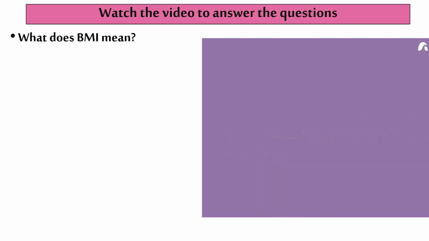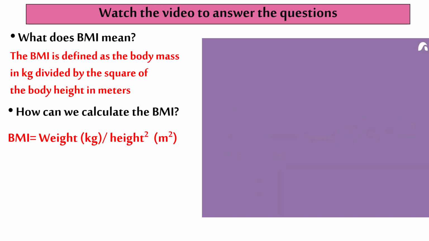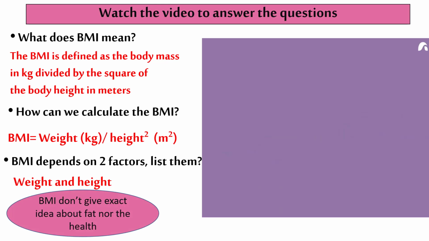What does BMI mean? The BMI is defined as the body mass in kilograms divided by the square of body height in meters. How can we calculate the BMI? So the BMI is calculated by dividing the weight in kilograms by the square of height in meters squared. BMI depends on two factors. List them: weight and height.